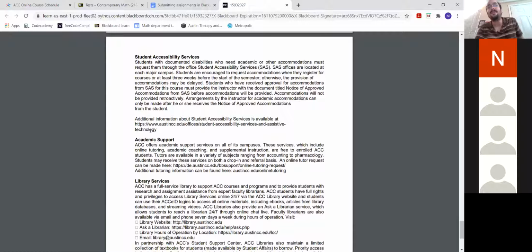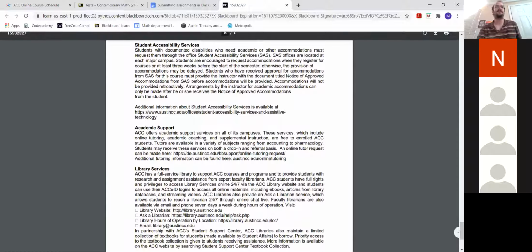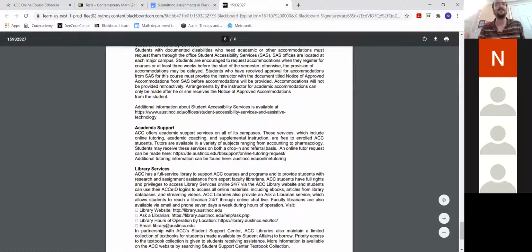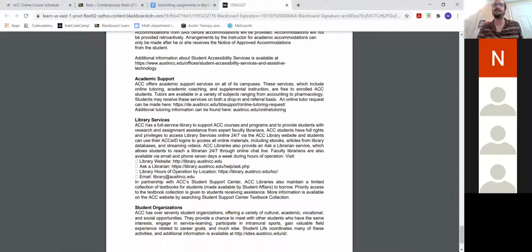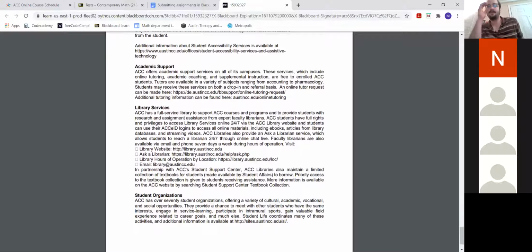Student accessibility services. So this is what I was talking about. If you're going through the official channels, send me that email and I'll work with you on that. It's never an issue. We always get things sorted out on those things pretty quick.